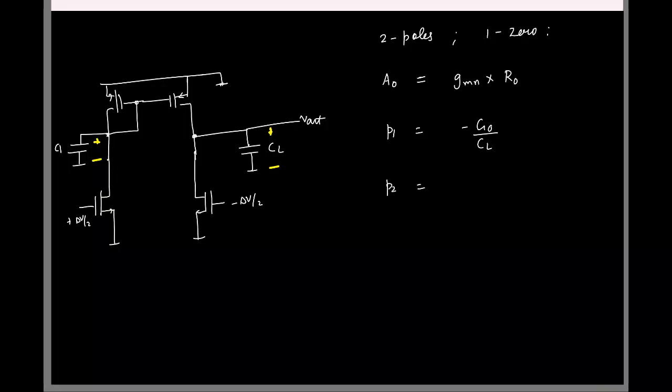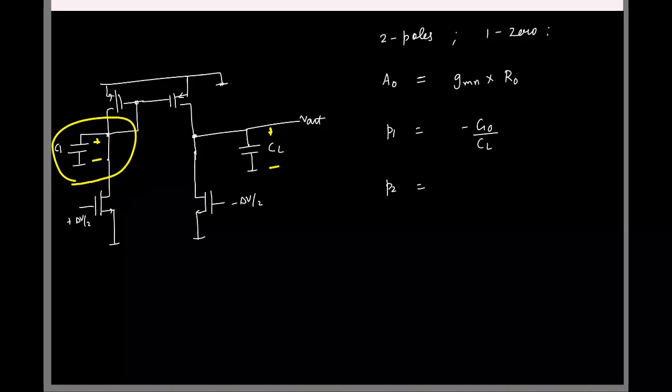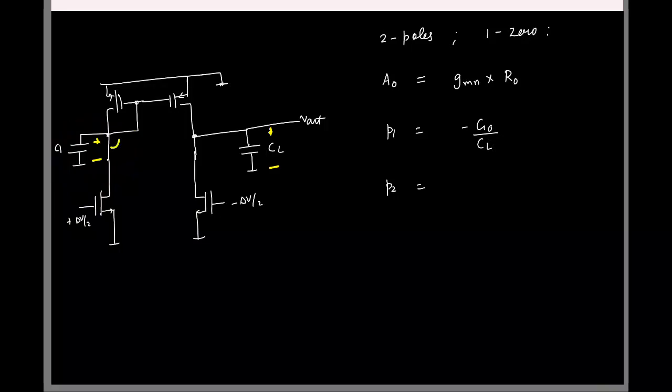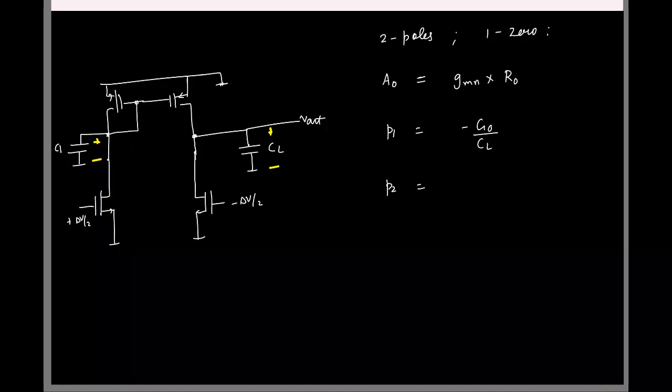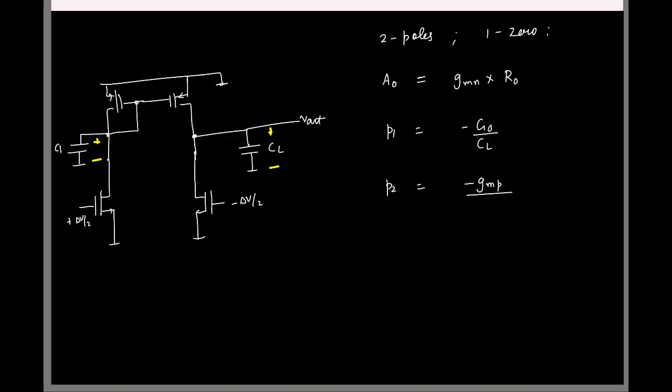What is the second pole we have due to this capacitor? The capacitance is C1. So what is the impedance we have looking in? 1 by Gm. You also have 1 by Gm parallel R0 of the PMOS, but for all practical reasons it's 1 by Gm. So what is the pole location? Minus Gm of the PMOS by C1. So the only thing pending is finding the 0.